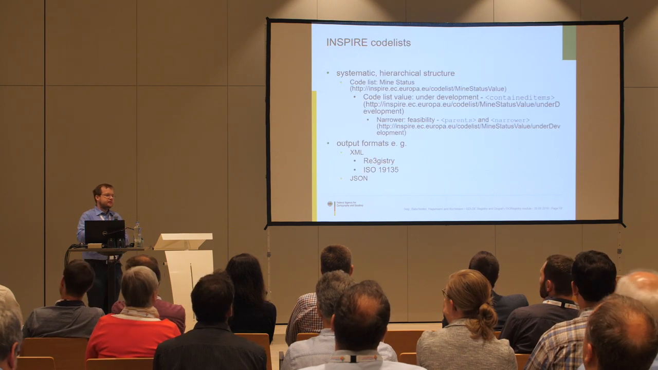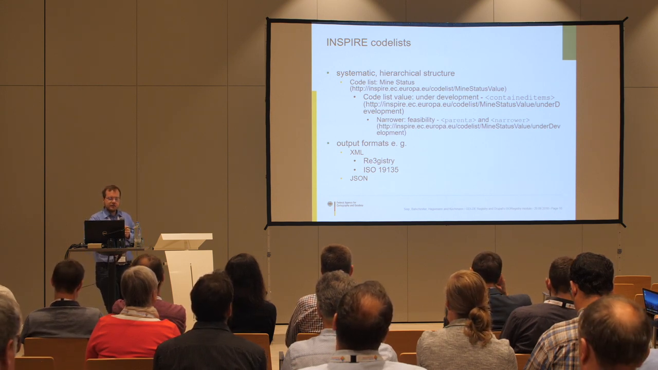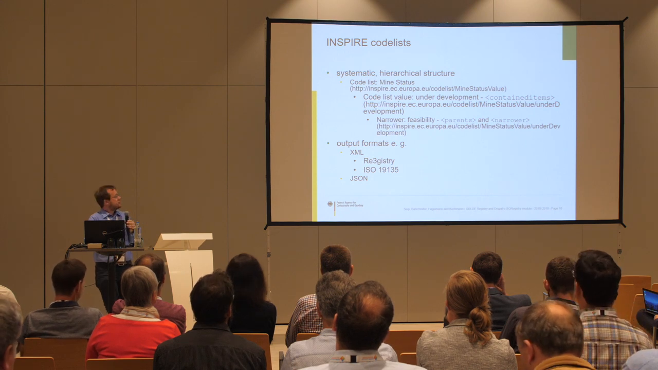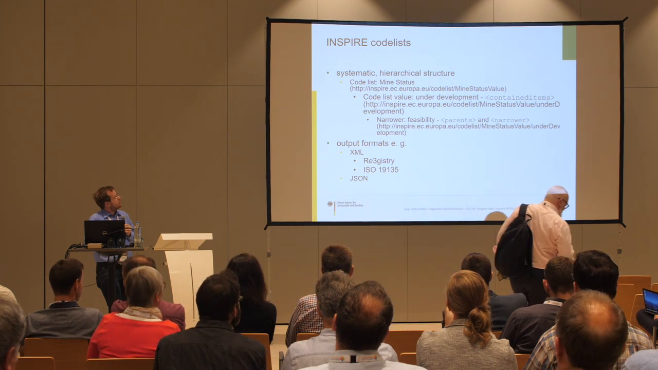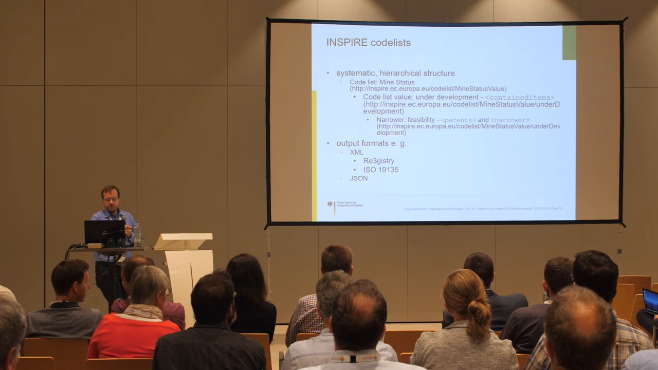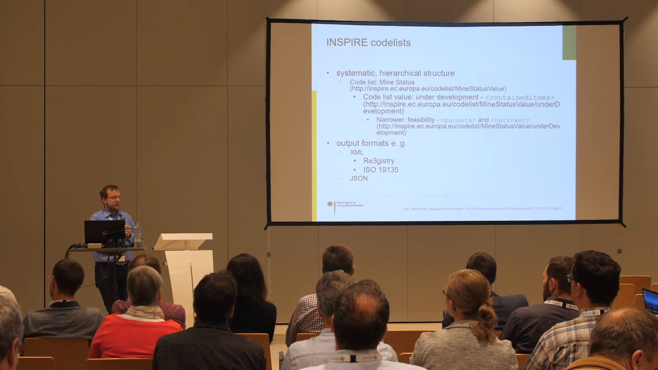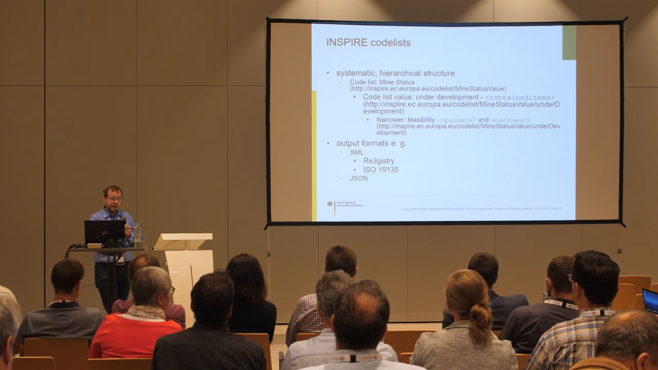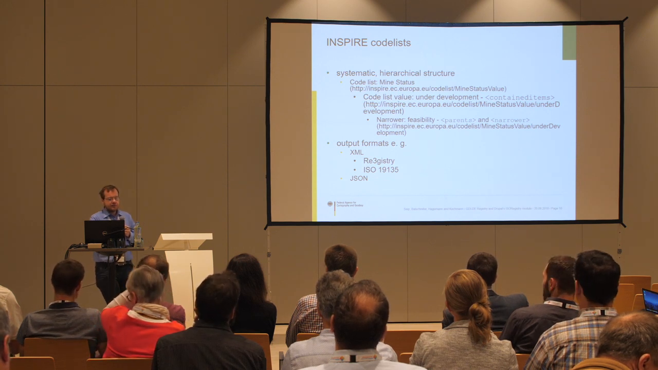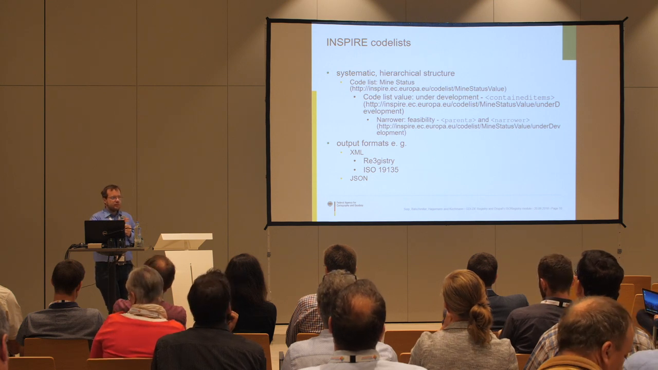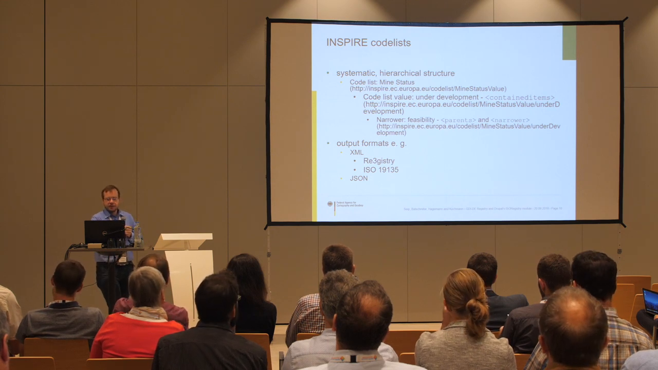Just a reminder for our codelist register, what Inspire codelists look like. They have a systematic hierarchical structure, like in this one, main status. Main status has a code list, which has a code list value, for example, under development, and under that you will find another one called feasibility, for example. And that's about it. It doesn't go any deeper from there so far. And it has output formats like the registry XML format, JSON, and so on. So that's what we build on. We wanted a codelist register which offers these functionalities.